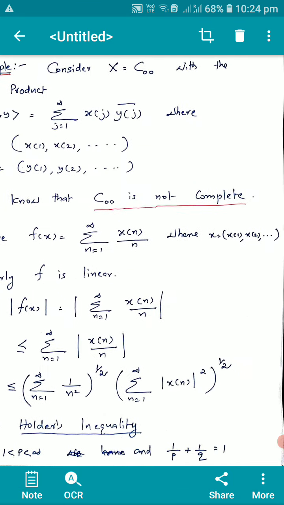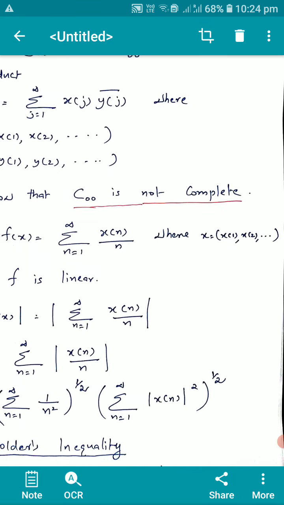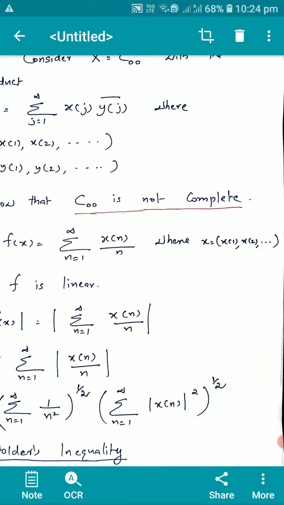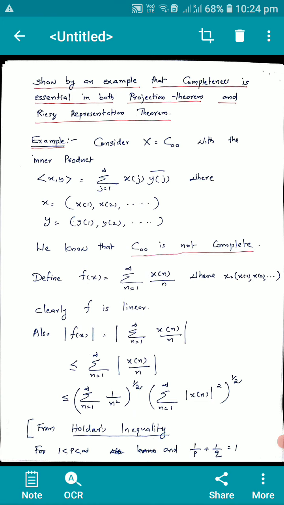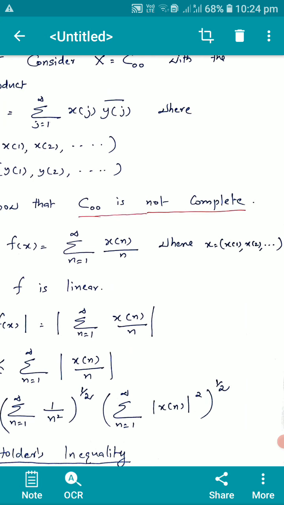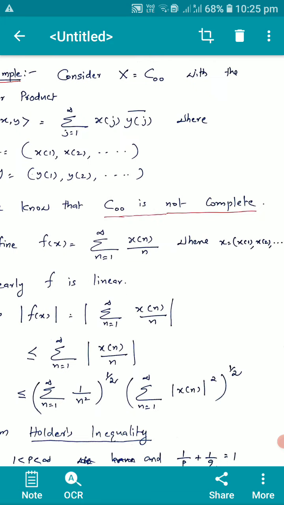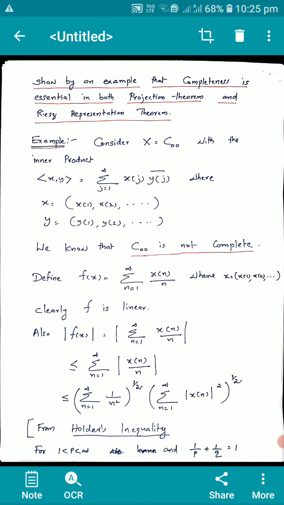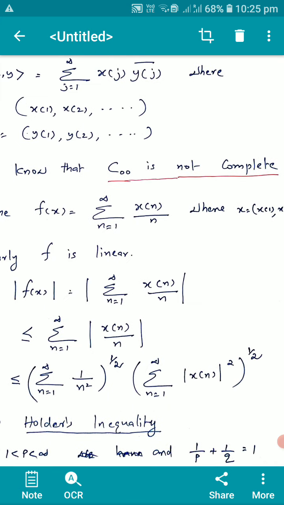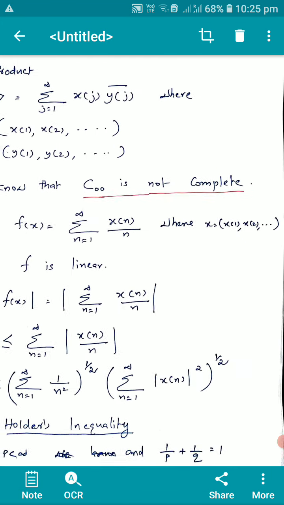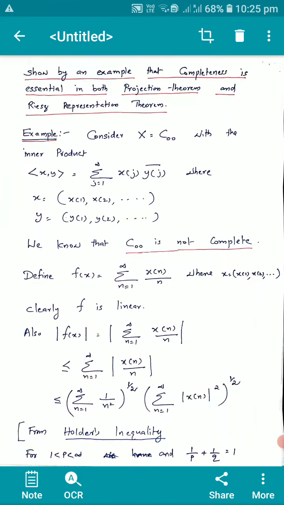Now define f(x) equal to sigma n equal to 1 to infinity xn by n, where x is x1, x2, etc. Clearly f is linear. What is the modulus of f(x)? It is the modulus of sigma n equal to 1 to infinity xn by n, which is less than or equal to sigma n equal to 1 to infinity modulus of xn by n. And we can make use of Holder's inequality here. By using Holder's inequality, it is less than or equal to sigma n equal to 1 to infinity 1 by n square, raised to 1 by 2, into sigma n equal to 1 to infinity mod xn square, raised to 1 by 2.